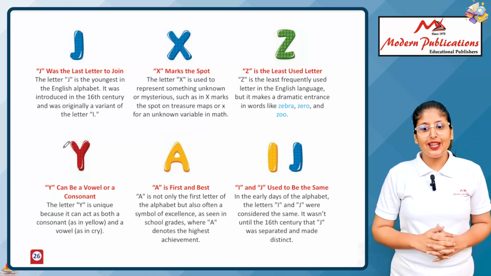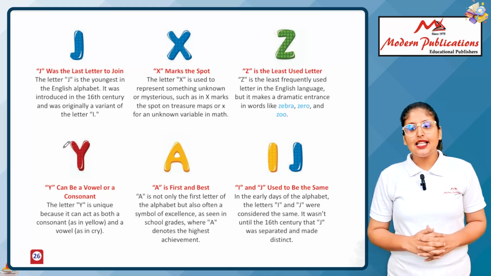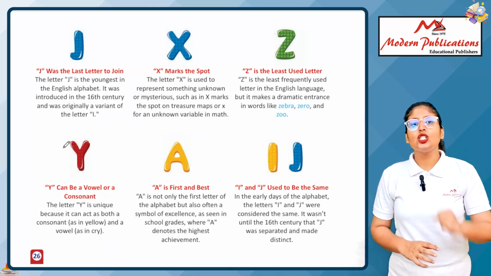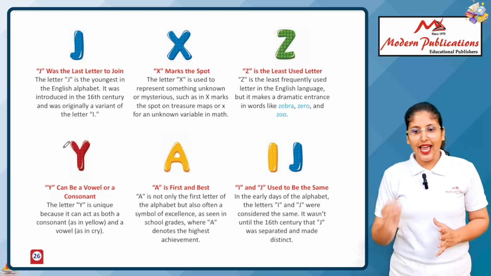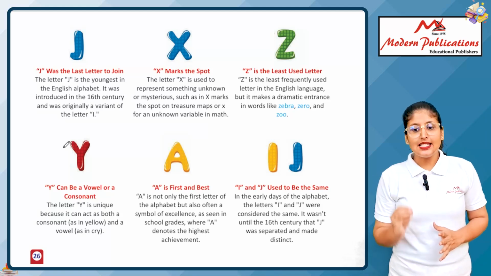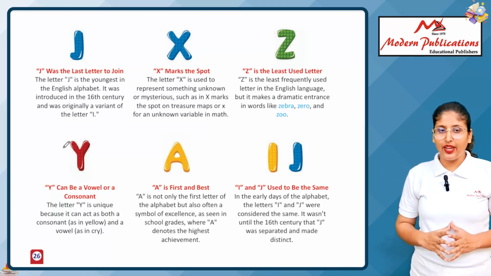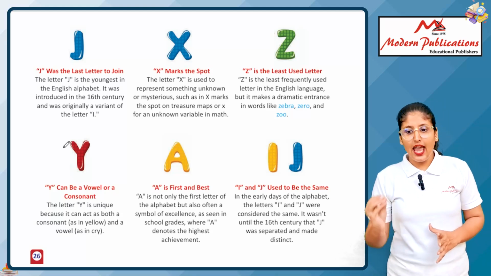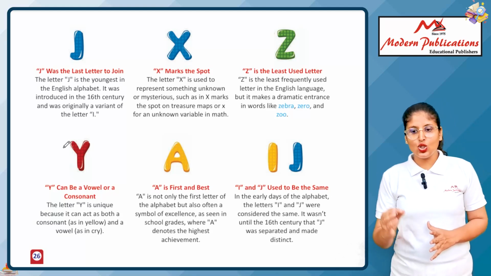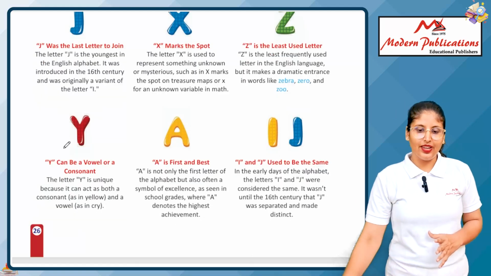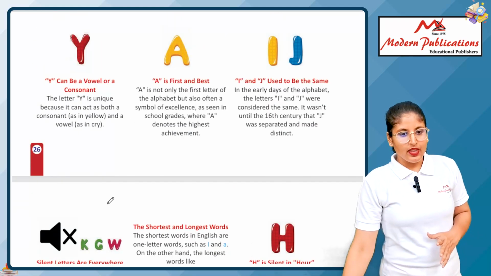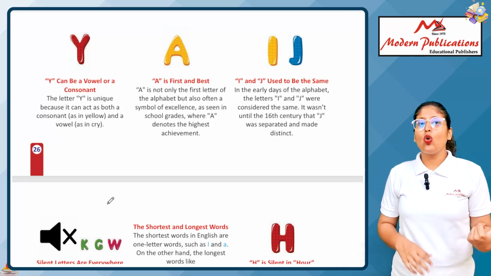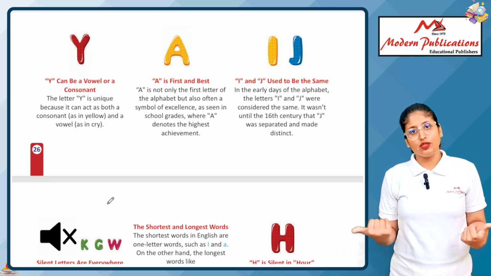Next one is Z. Z is the least used letter. The letter Z is the one which is used very little. X and Z are the least frequently used letters in the English language, but Z makes a dramatic entrance in words like zebra, zoo or zero. Next is Y. Y can be a vowel or a consonant. Y is sometimes a vowel, sometimes a consonant.